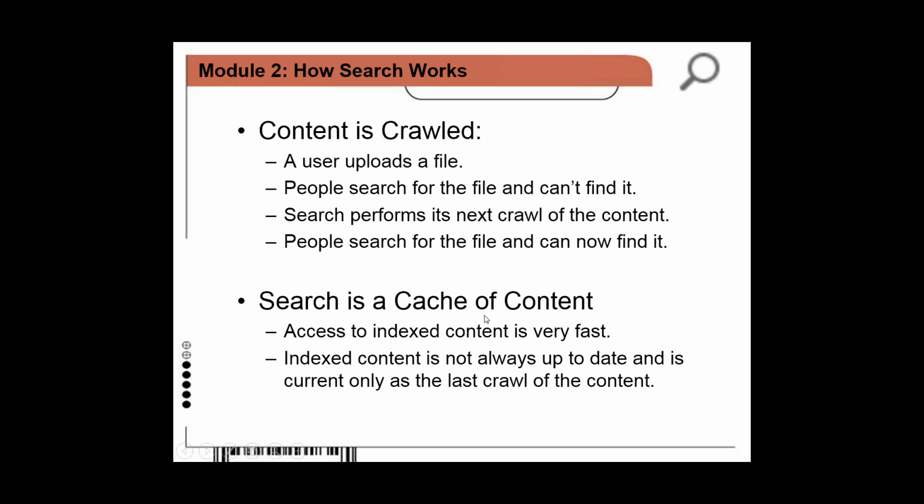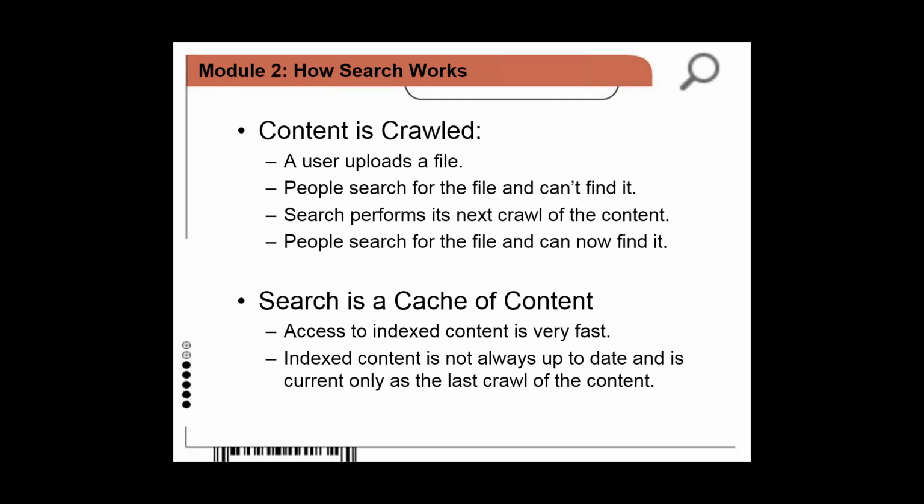Search is often described as a cache of content. So anytime we talk about the word caching, we're talking about improving performance. We're storing data for very fast retrieval. The only problem with cached content is that it's not usually up to date.